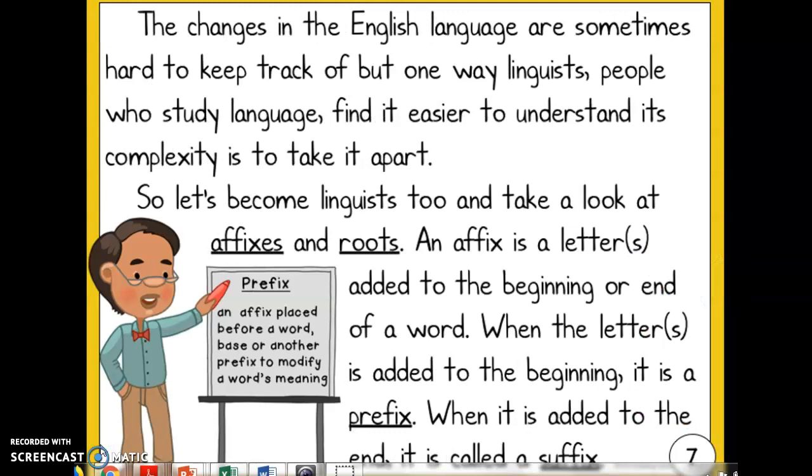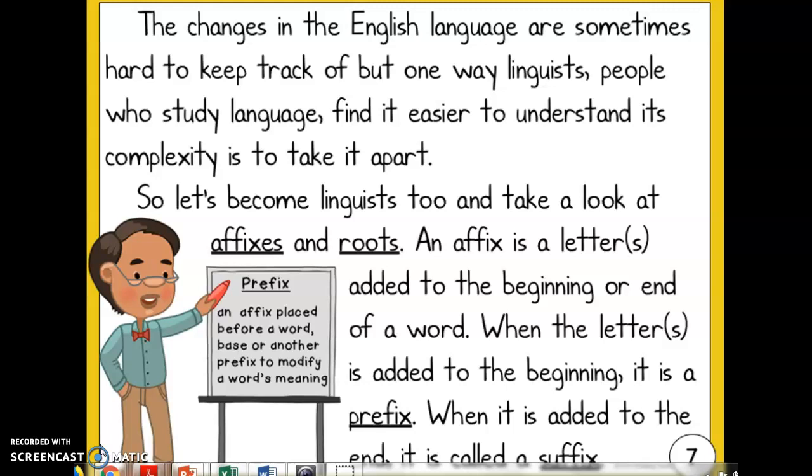The changes in the English language are sometimes hard to keep track of, but one way linguists, people who study language, find it easier to understand its complexity is to take it apart. So let's become linguists too and take a look at affixes and roots. An affix is a letter or letters added to the beginning or end of a word. When the letter or letters is added to the beginning, it is a prefix. When it is added to the end, it is called a suffix.